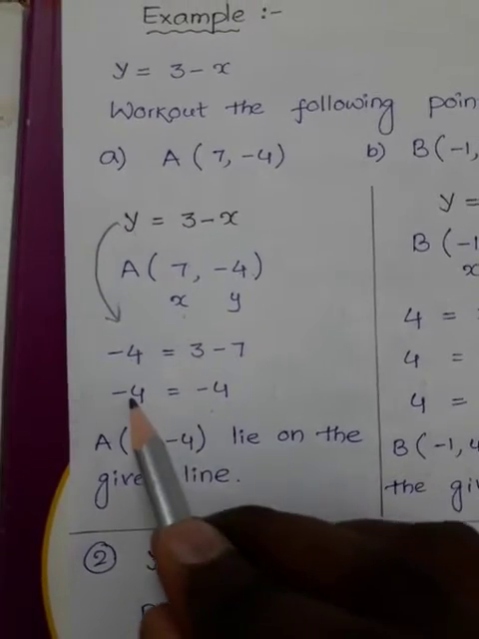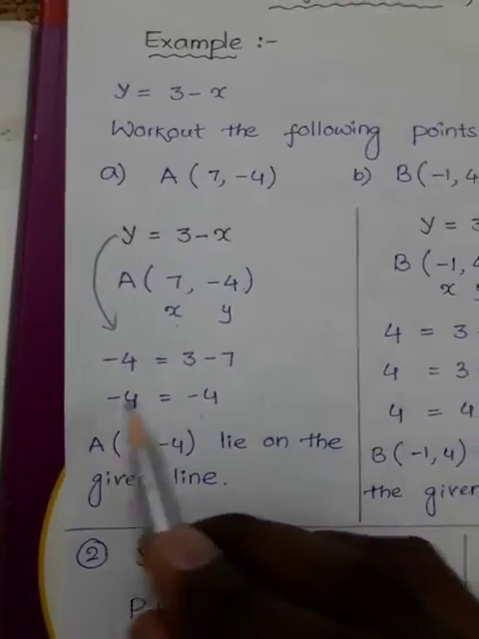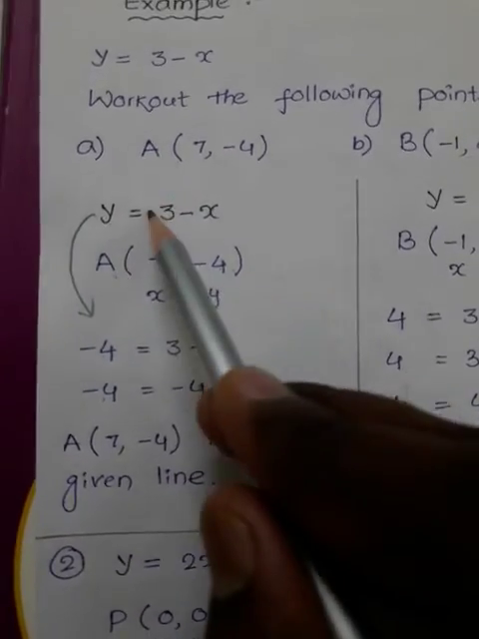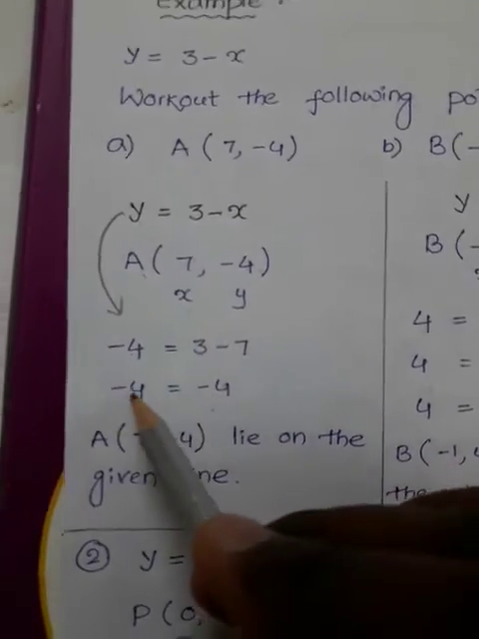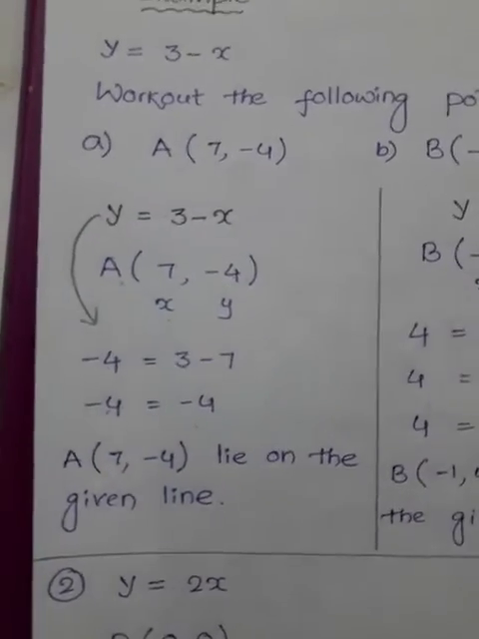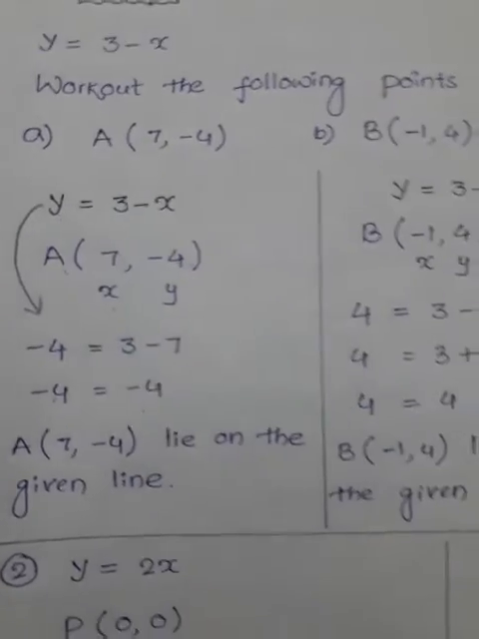Minus 4. So whenever the left and right sides are equal, then you can say that this point is on the line. If, when you calculate, the left and right are not equal, then you can say that this coordinate is not on the line.